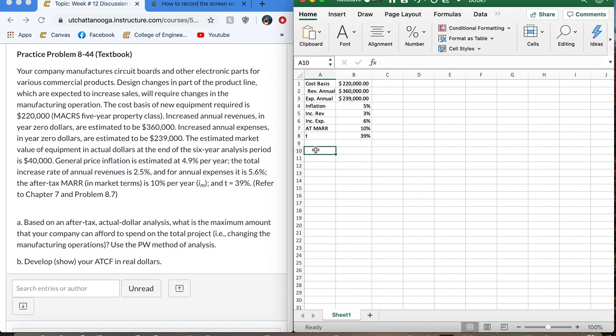So now with all this information, we can start our cash flow diagram for the beginning of the problem. Year 0, 1. And then we'll need one more down here for that $40,000 estimated market value at the end. We'll make our revenue column. And an expenses column.